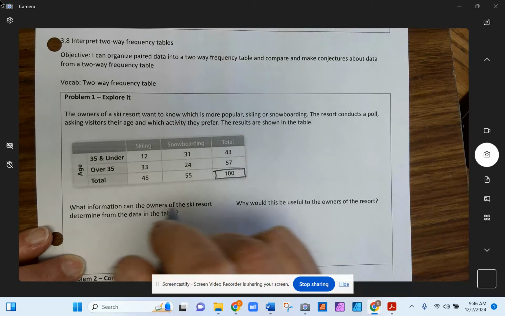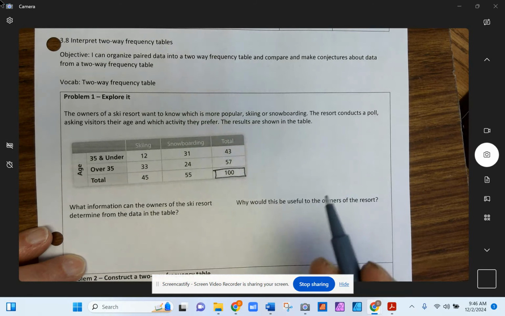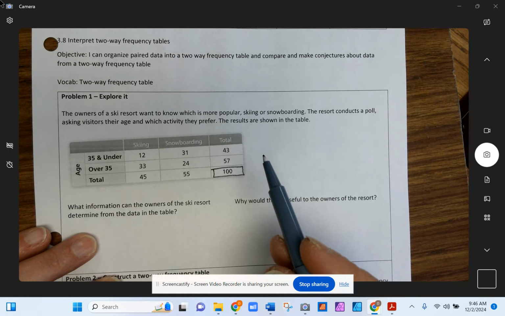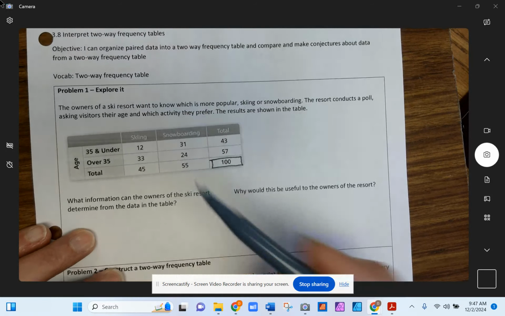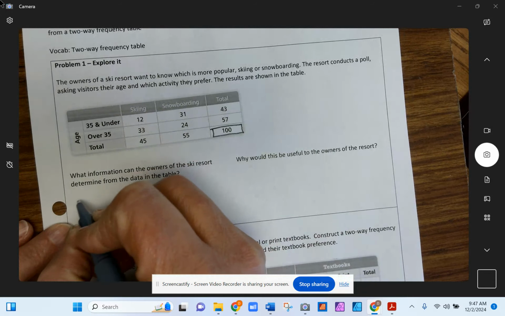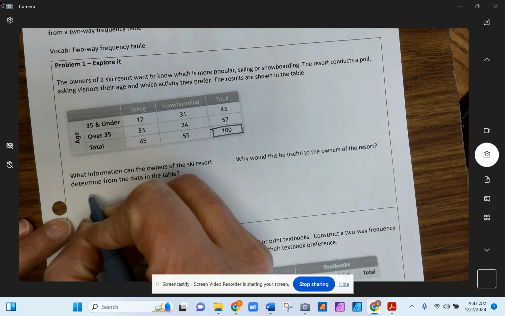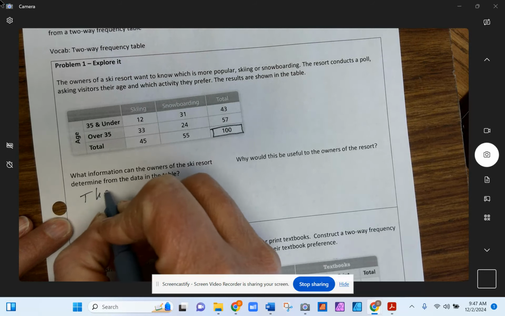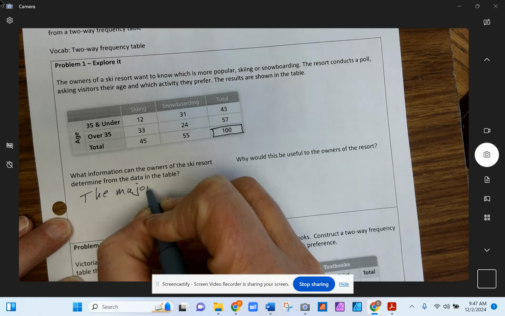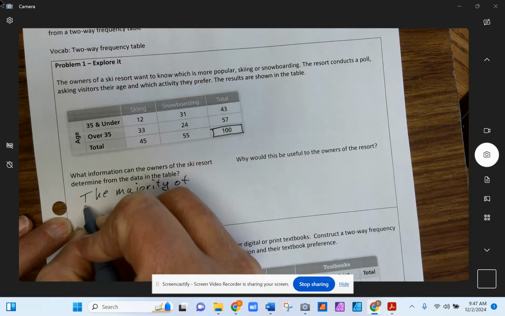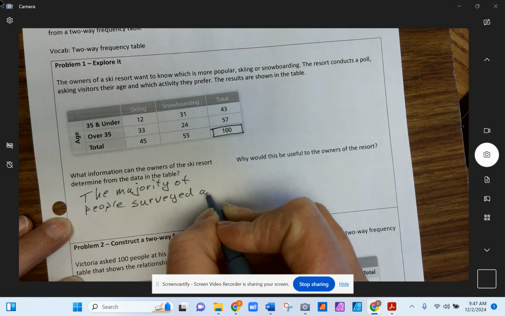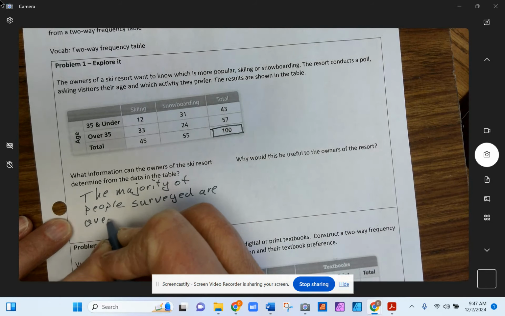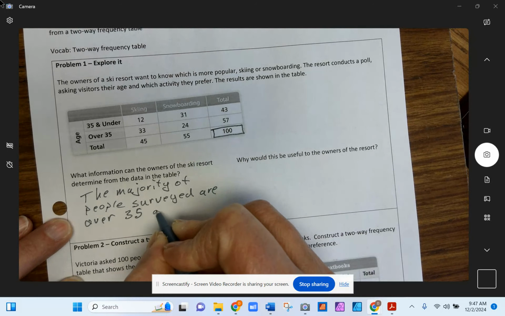What information can the owners of the ski resort determine from the data in the table? Well, they can see that the majority of people who come to their ski resort are over 35, and the majority of people prefer snowboarding. So that's how we use these types of tables, right? So you'd say the majority of people surveyed are over 35 and prefer snowboarding.